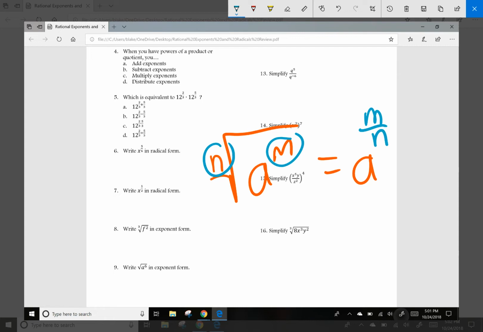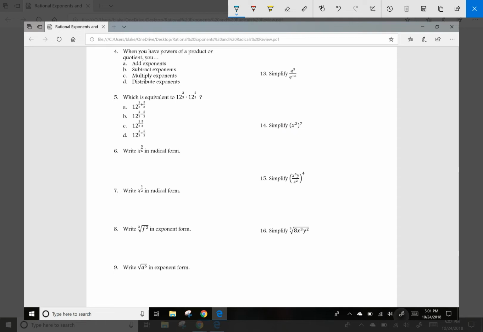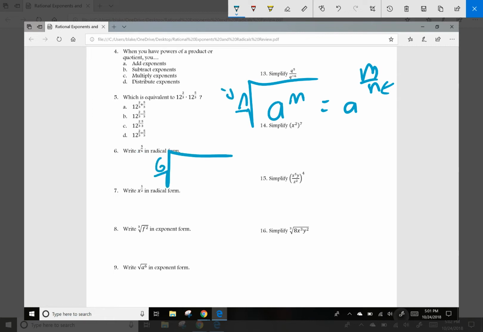You're just sort of rewriting it a different way. So in number 6, we have the exponent form, so we're going to write it in radical form. If I go back to what I just wrote, nth root of a to the m equals a to the m over n, then notice the 6 is my denominator. That's the n value there, which means 6 is my root. So this would be the 6th root of x to the 5th power. The 5 is my numerator, which would be my little exponent here. So, 6th root of x to the 5th.